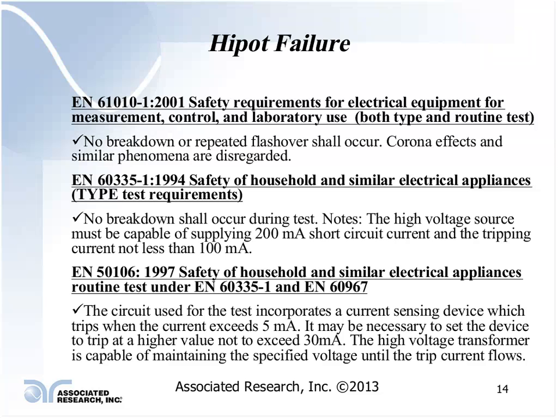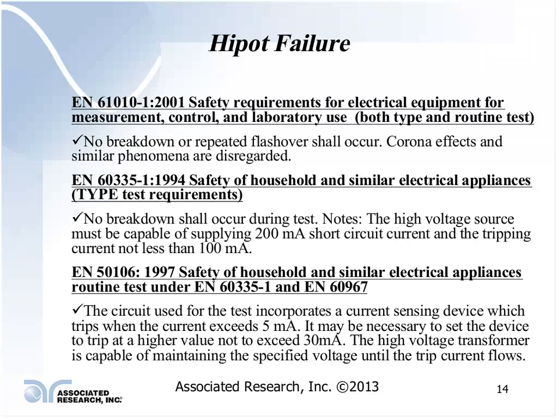It says no breakdown or repeated flashover shall occur. Corona effects and similar phenomena are to be disregarded. This is what it says for both type test and routine production line test. EN 60335 for household appliances as a type test says no breakdown shall occur during the test.